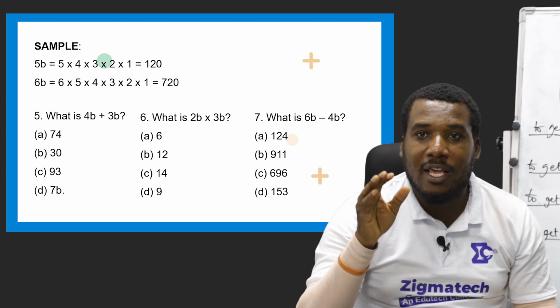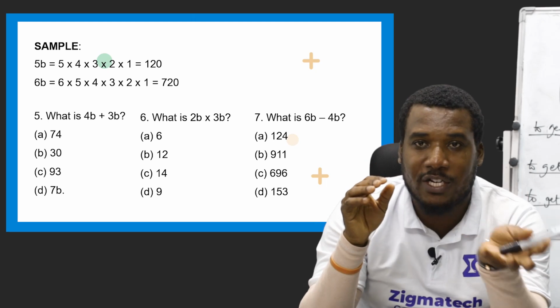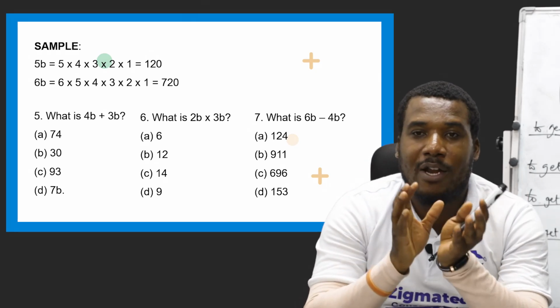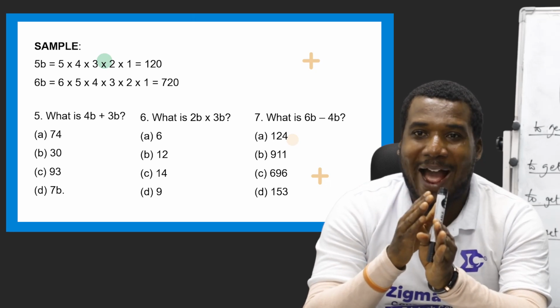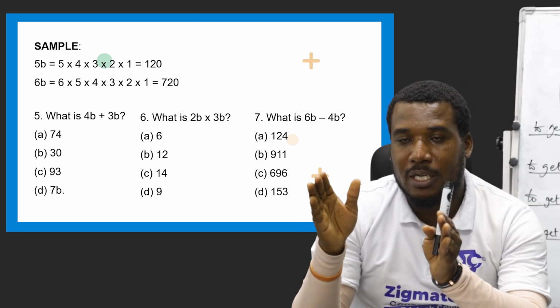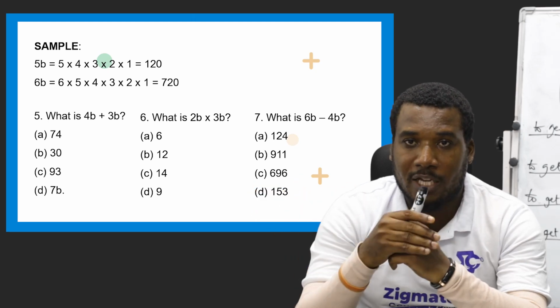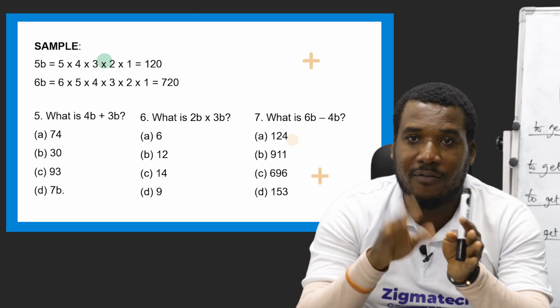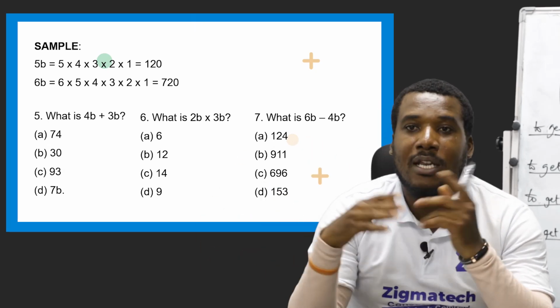6B is equal to 6 times 5 times 4 times 3. So whatever number is accompanying B, whatever the coefficient of B is, you start from that number and multiply down. You're going down the numerical order. So if it's 7B, you start from 7: 7 times 6 times 5 times 4 times 3 times 2 times 1, like that.